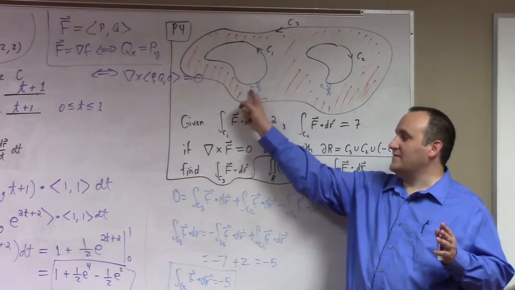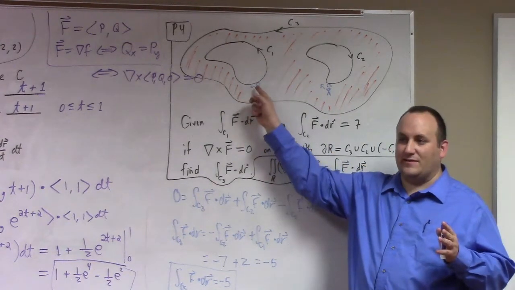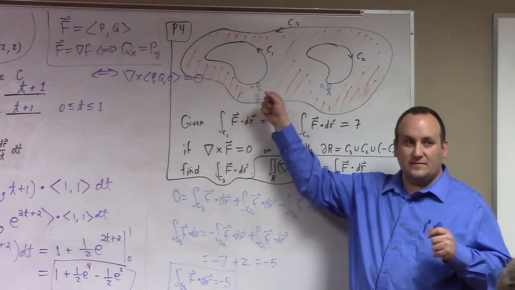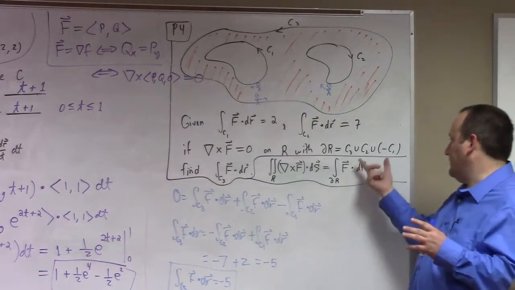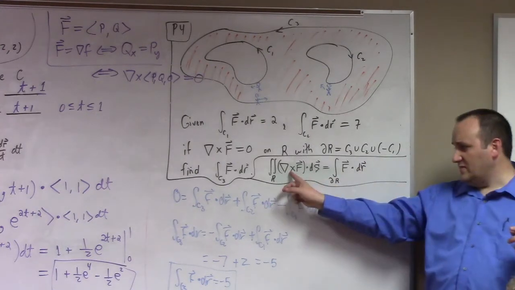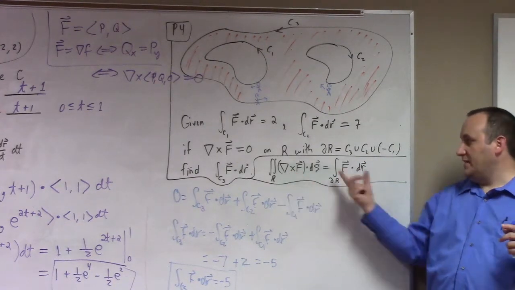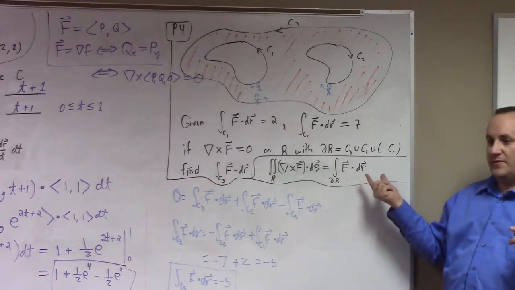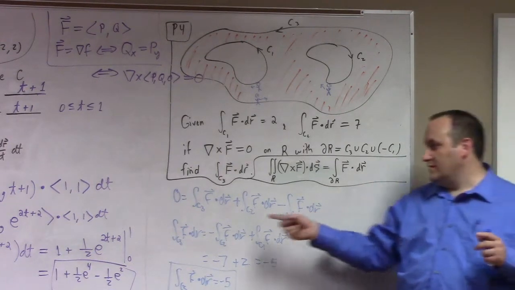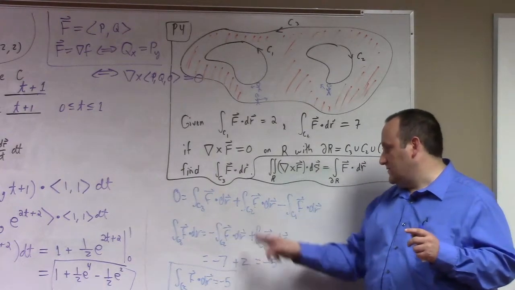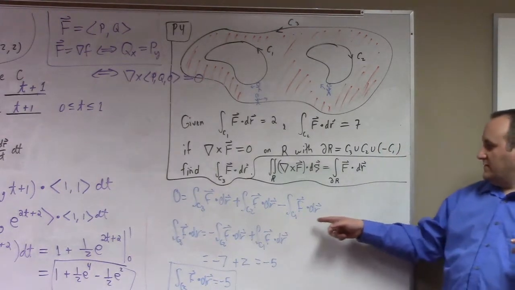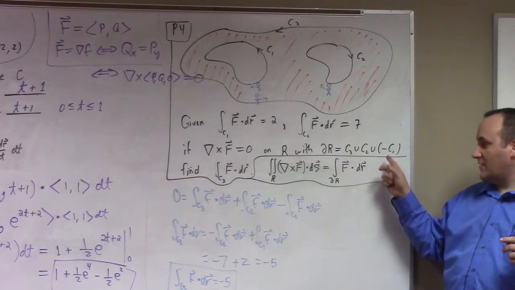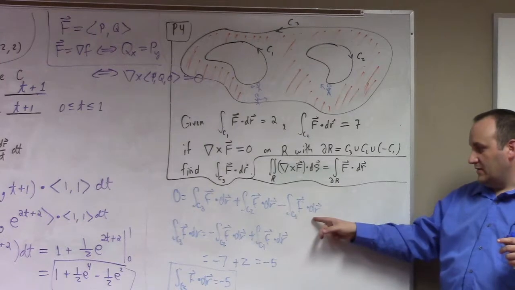Again, as they pointed out, we can think about our little people walking along the edge. If it's positively oriented, the surface should be on their left. Anyway, since the curl is 0, the integral around the boundary of R must be 0. But the boundary of R has 3 pieces. It's got C3, it's got C2, and it's got minus C1. See, they pulled the minus out of the curve using the oriented property of the line integral, which is good.